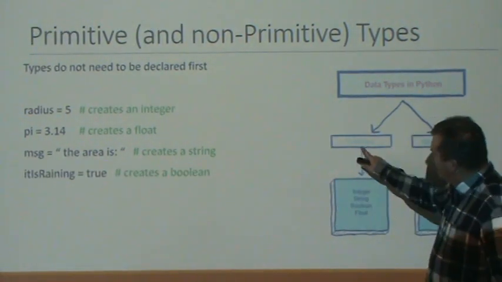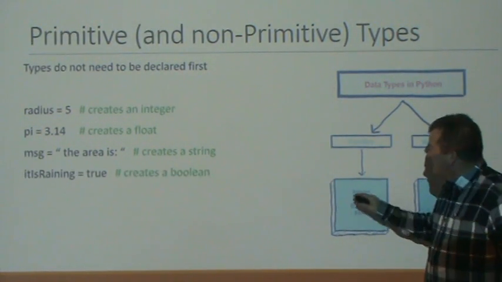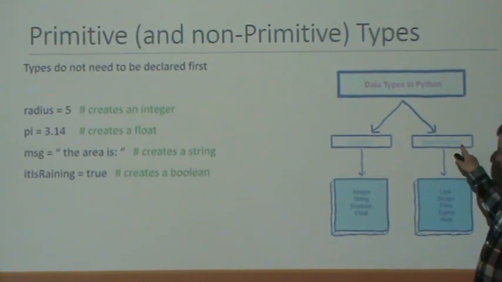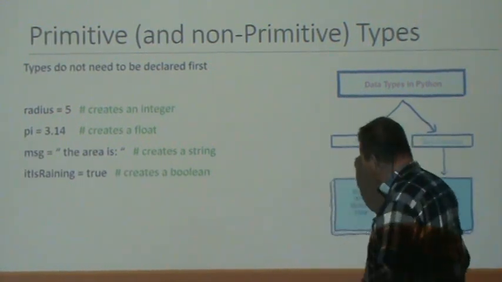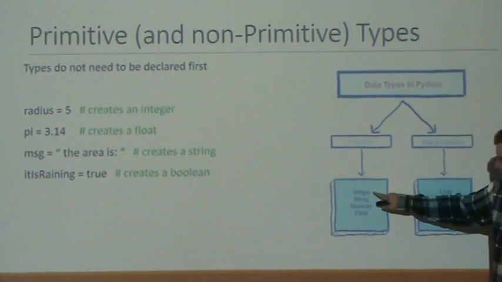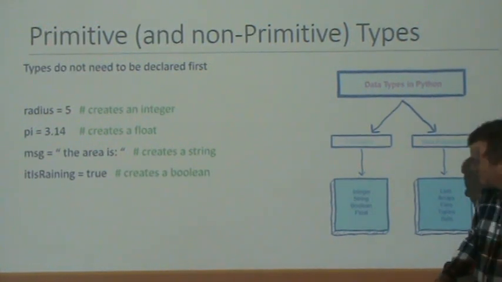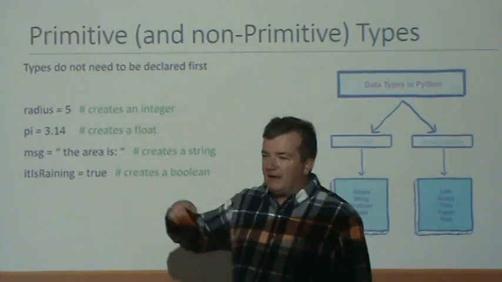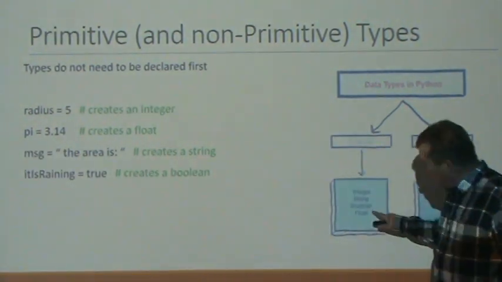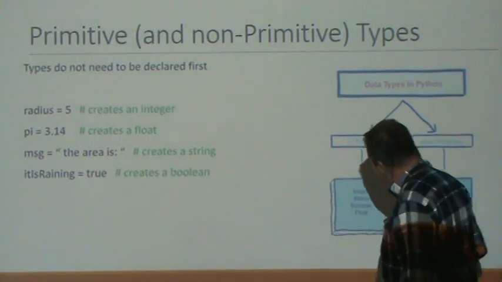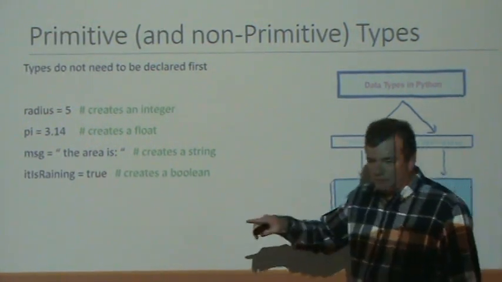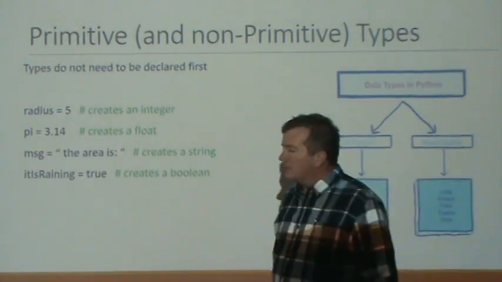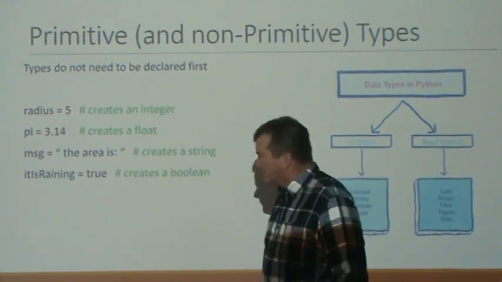So the primitive types, I don't know if you're going to be able to see this. This says primitive, right? So these are data types in Python. There's primitive types and non-primitive types. So when you download the slides, you'll be able to see these. Okay, so the primitive types are integer, string, boolean, and float. Integers are numbers that do not have decimal points to them. Floats are numbers that do have decimal points to them. Booleans are variables that are either true or false, the only values they can have. And strings are collections of characters, really an array of characters.